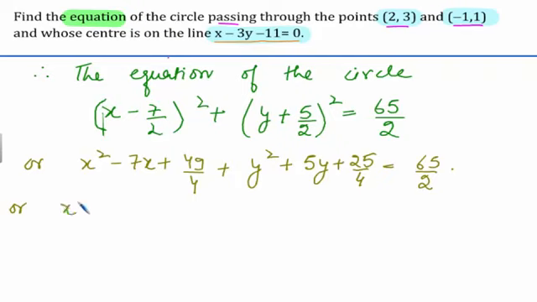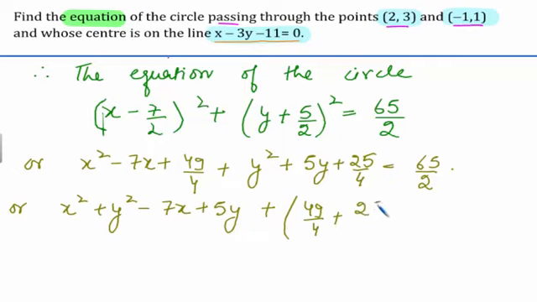or this is equal to x square plus y square minus 7x plus 5y plus 49 divided by 4 plus 25 divided by 4 minus 65 divided by 2 is equal to 0.